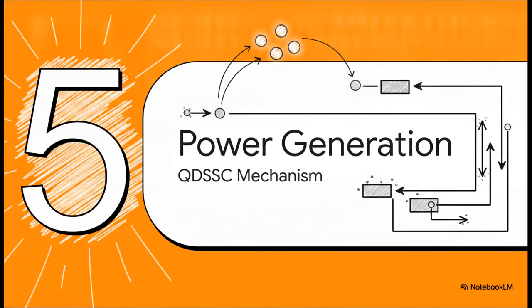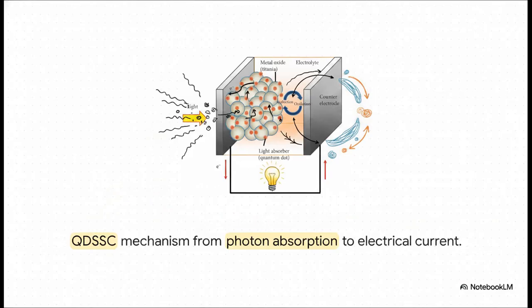Let's see it in action in Section 5, how QDSSCs generate power. This graphic brilliantly illustrates the complete electron flow. Just follow the path with me. First, some light strikes the quantum dot over on the left. The dot absorbs that photon, and thanks to its specific band gap, an electron gets excited, jumping right from the valence band up to the conduction band. Because the energy levels align so perfectly, that excited electron is instantly injected into the porous TiO₂ network.